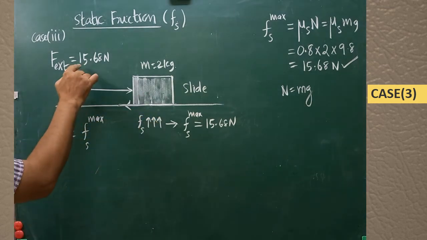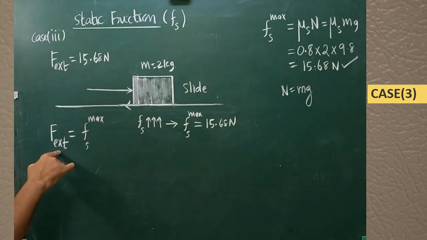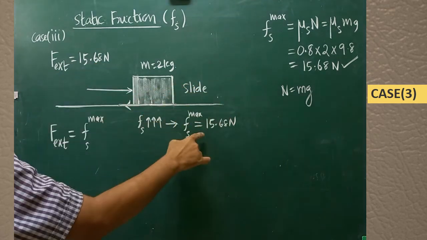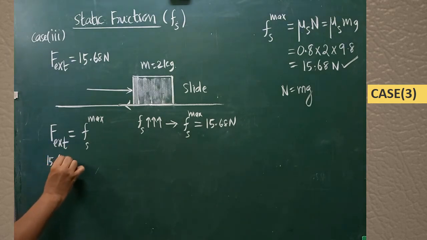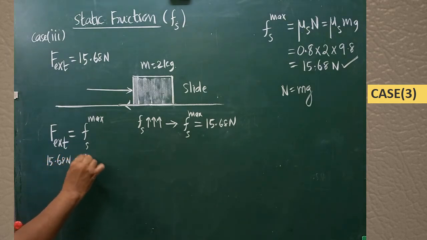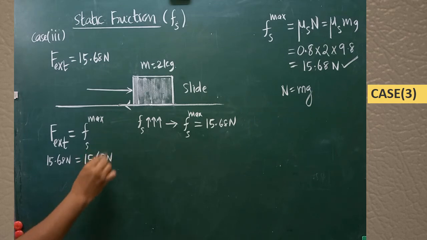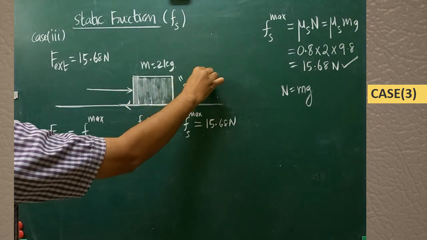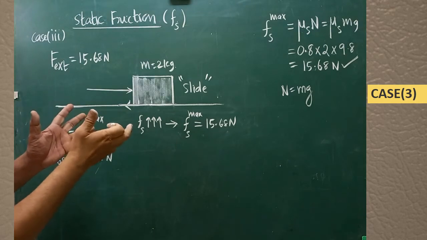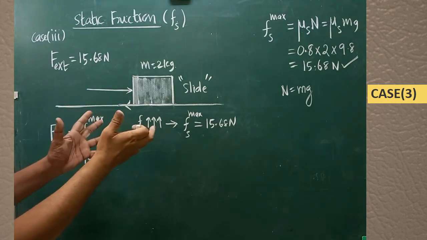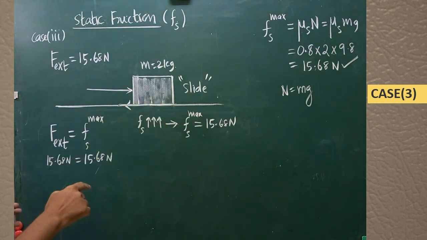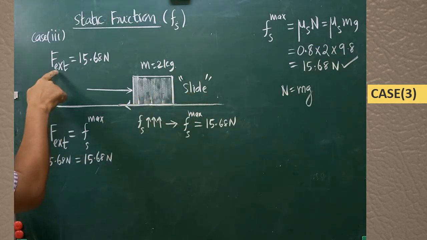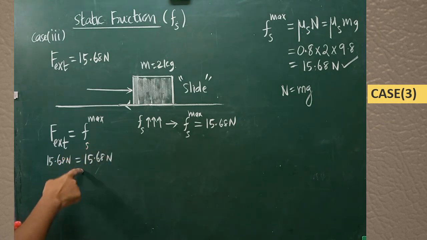So here 15.68 is the external force and Fs max is also 15.68. Both are equal, so 15.68 Newton is equal to 15.68 Newton. Now the body starts to slide. It shows that the body tries to move from its position, but is not yet moving. That is the meaning of sliding. Are you clear? This happens when F external is equal to Fs max. Understood? This is the third case.